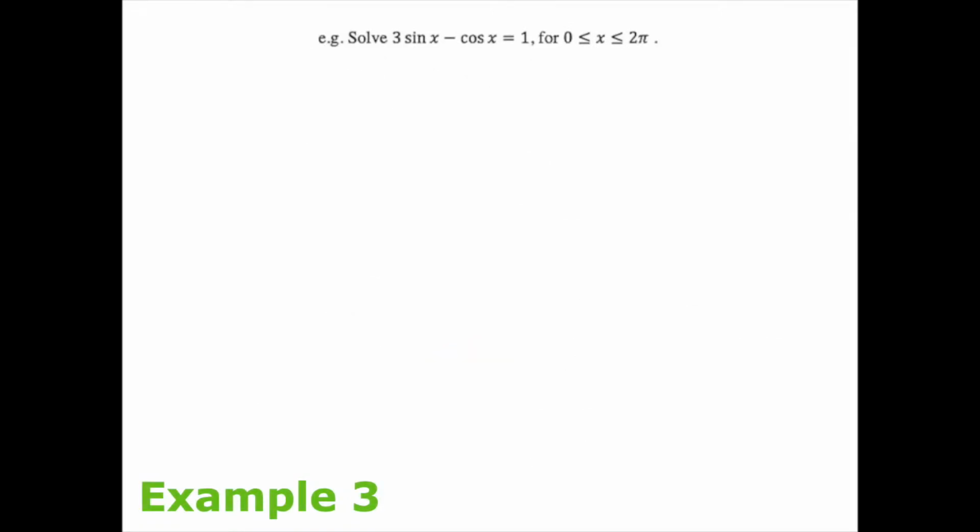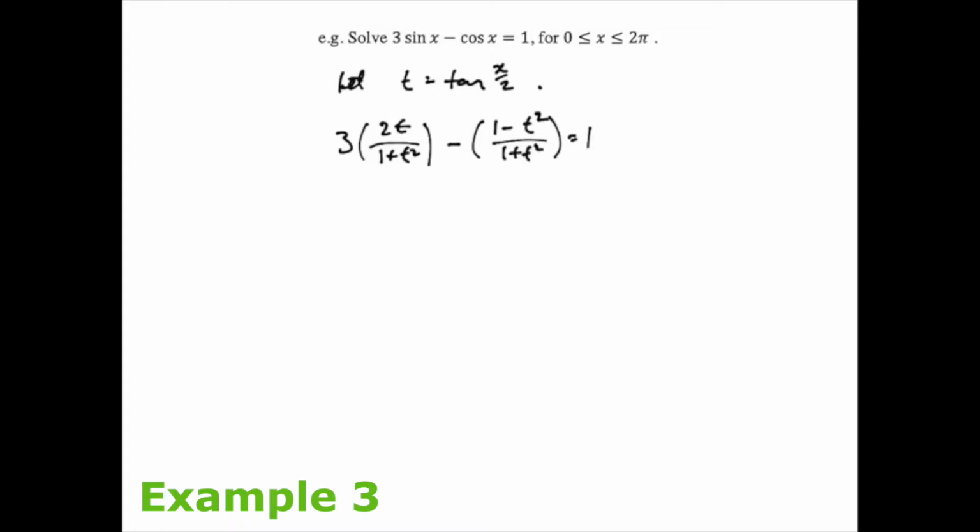Okay, third example today is solve 3 sine x minus cosine x equals 1 from 0 to 2 pi. Okay, so we always start the same. Let t equal tan x over 2. Now I can do my substitution. Sine is 2t over 1 plus t squared, and cosine is 1 minus t squared over 1 plus t squared, equals 1. Same as we did last time.